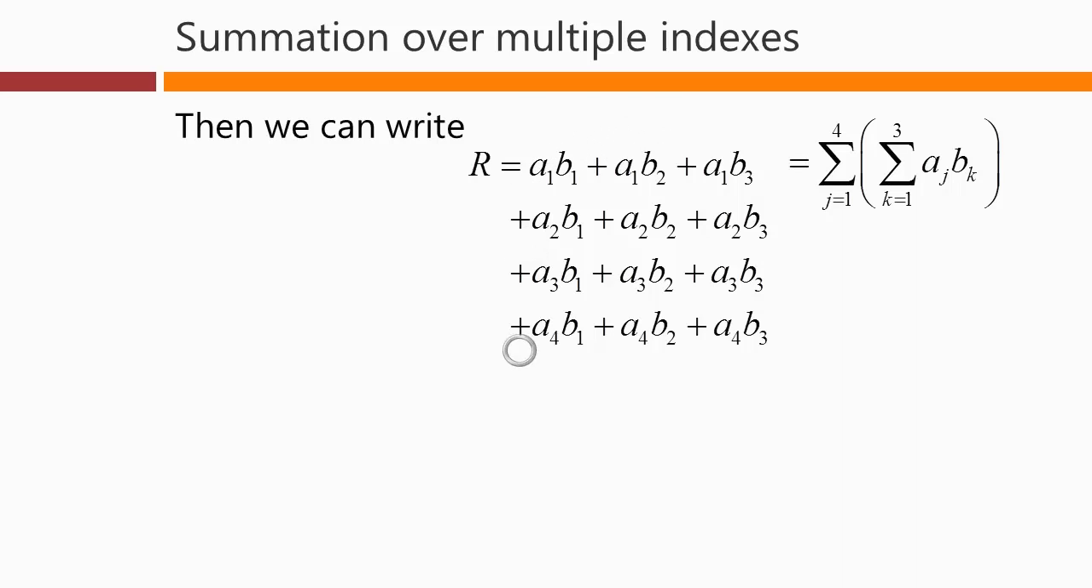Instead of writing out all of this set here, we can have two summations, one nested inside the other. So in this case, we might imagine we perform this summation first. For each value of j, we perform this summation over all of the k's from 1 to 3. So this expression and this expression with all of these numbers here are exactly equivalent to one another.